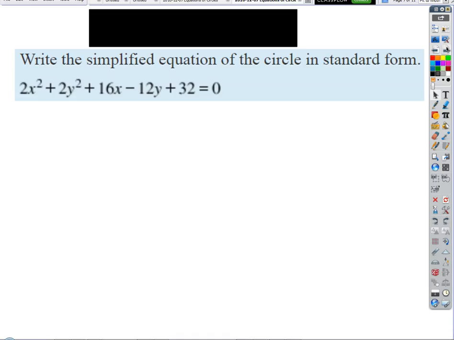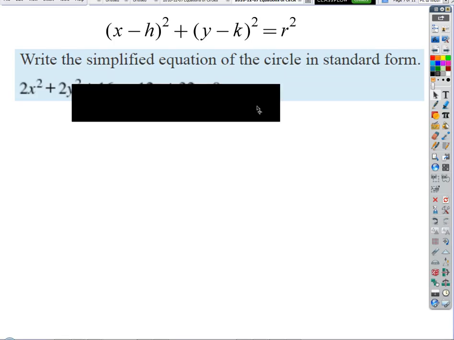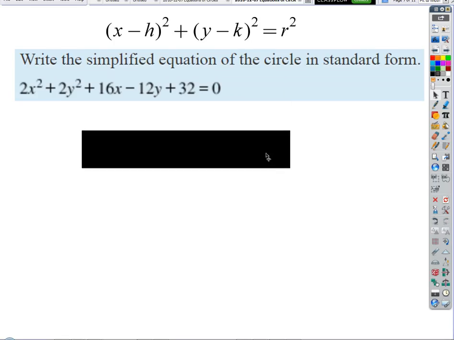I need your absolute attention on this. You've got to really focus. We'll finish up with one of these on Friday. So if we're here, we want to get this into standard form, right?